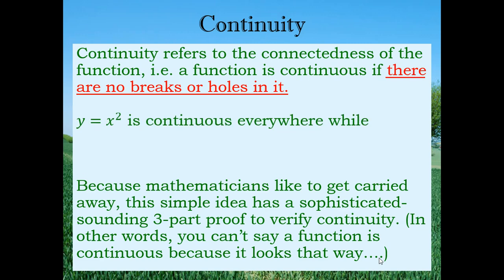So y equals x squared is continuous everywhere, while x squared divided by x plus 1 is not continuous at x equals -1 because there's a hole in the graph there. Because mathematicians like to get carried away, this simple idea has a sophisticated sounding three-part proof to verify continuity. In other words, a function is continuous because it looks that way.